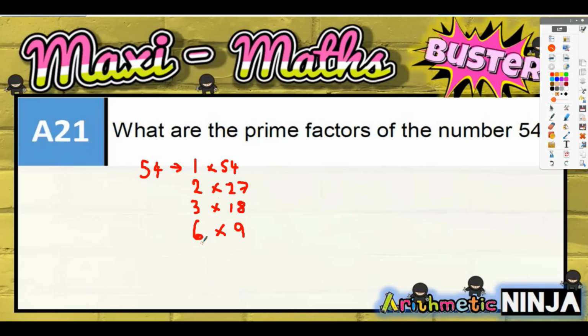It's 6. So now we've started to repeat ourselves. We don't need to go any further. So they are all the factors of 54. So now we just circle the ones which are prime.